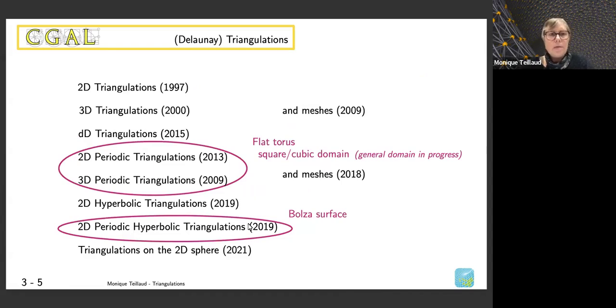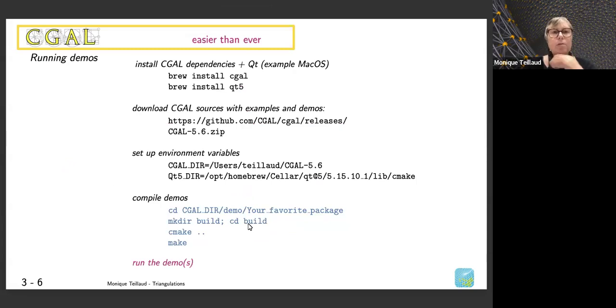In particular, what we've been working on are triangulations. You have Euclidean triangulations, 2D, 3D, higher dimension as well. But also what we call periodic triangulations, which are actually triangulations of the flat torus, and it's really restricted to a square or a cubic domain in 3D. Nothing more. We have hyperbolic triangulations in 2D, and hyperbolic periodic triangulations are triangulations of the Bolza surface. Again, it's a very specific surface, and I will tell more about that later. And we also have triangulations on the sphere. I will spend more time on those in pink, but I start with the easy ones, the Euclidean ones.